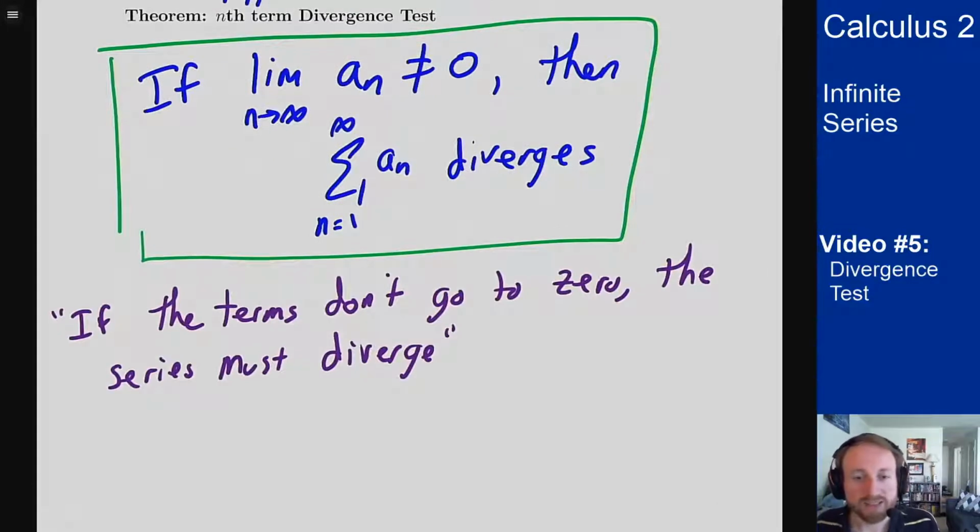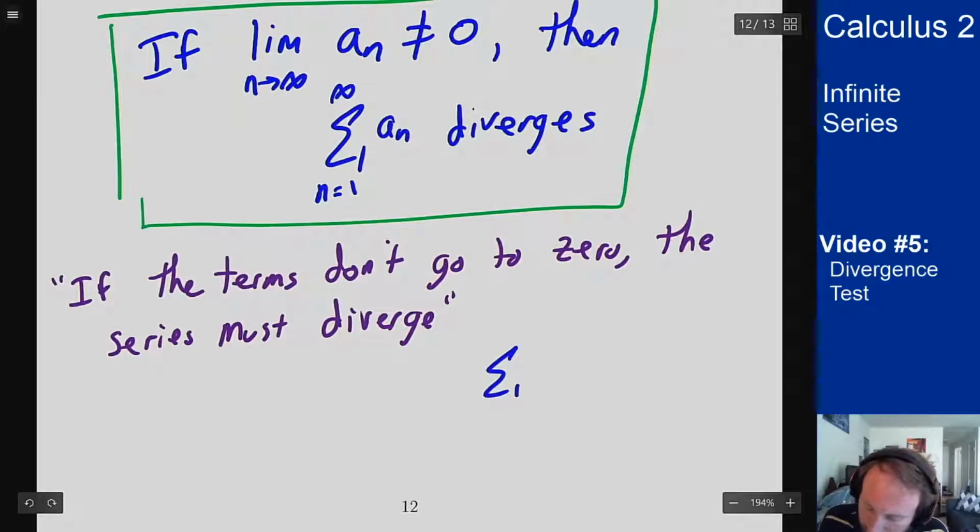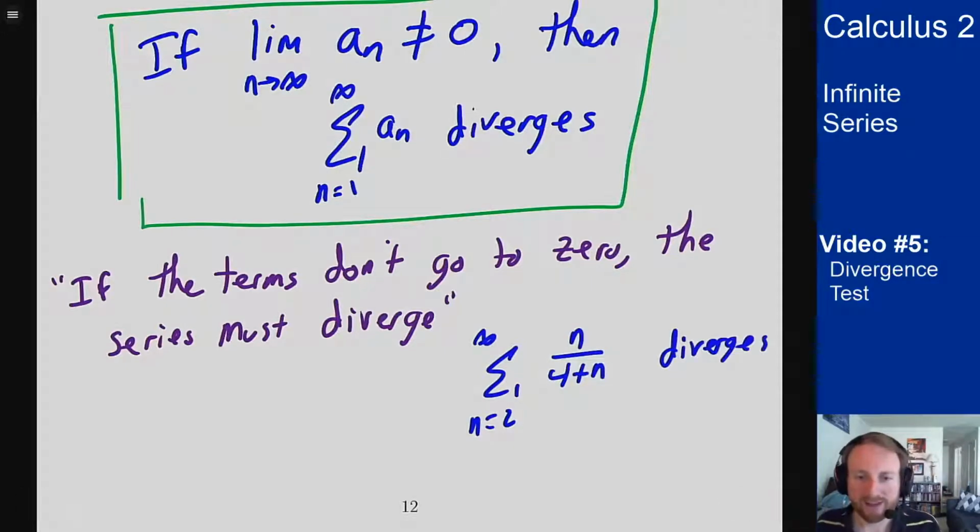So this provides, for instance, an easy way to say that the sum from n equals 2 to infinity of n over 4 plus n diverges. Why? If I take the limit of that thing inside the sum, that goes to 1, which is not 0, and therefore the series diverges.